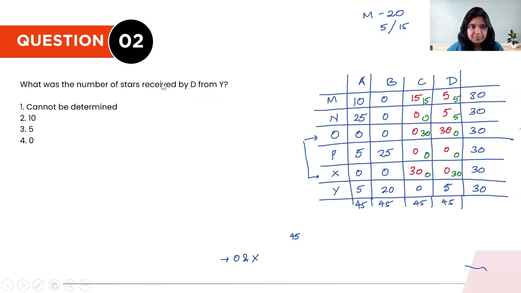The next question, what was the number of stars received by D from Y? D has received 5 from Y. It cannot be determined otherwise, because we have already determined that since D has got more stars than C from Y, and there were only 5 stars remaining, and the numbers have to be multiples of 5, this is the only possible distribution. So the answer is option 3 or 5.